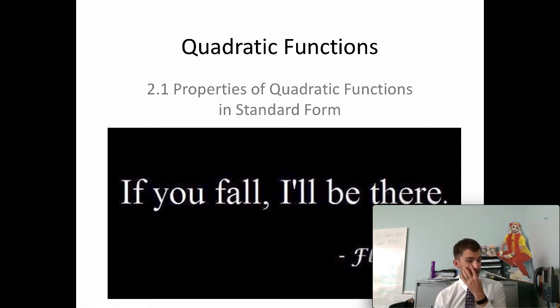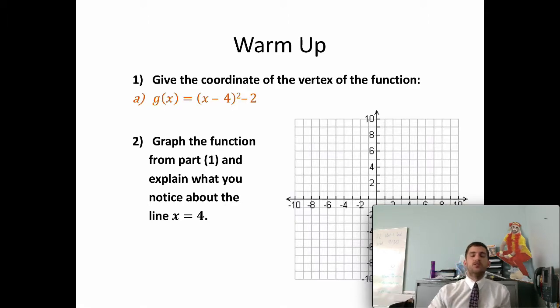First of all, in standard form, we're going to talk about more properties later. So here's a warm-up that I want us to take a look at. It says give the coordinates of the vertex of the function g of x equals x minus 4 squared minus 2. Now, some of your notes are going to have the vertex form already given there, but some of them don't. Let's see if we can figure out how to do it without knowing what the vertex form even looks like. So the parent function on this one is f of x equals x squared.